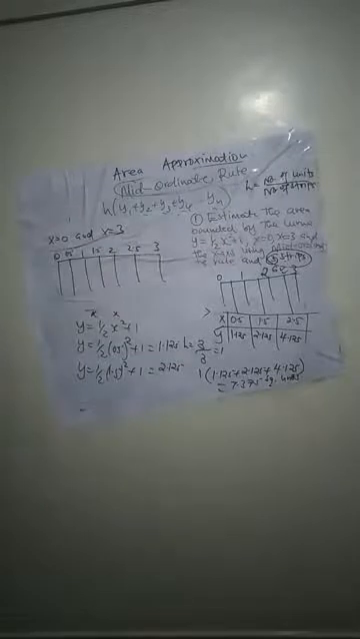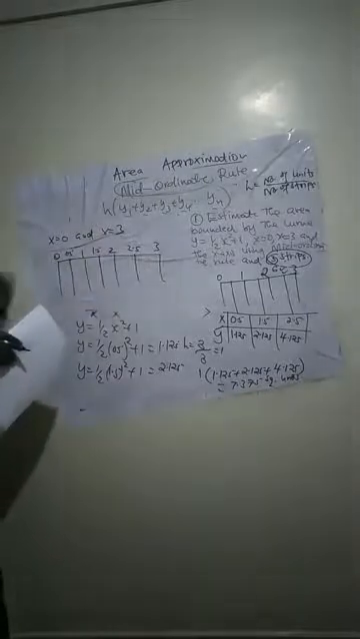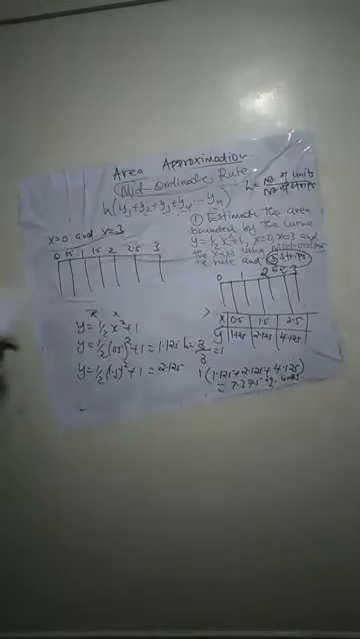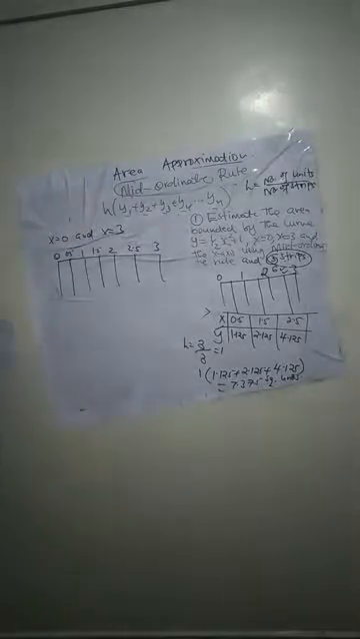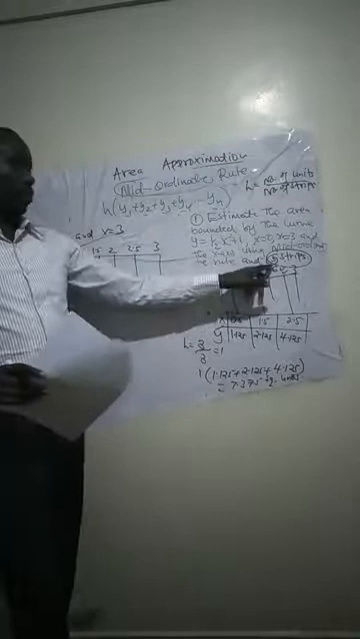But again, you cannot use 0.5, 1.5, 2.5 as the mid-ordinates, because we've only done this to get the required number of strips, 6. So after getting the required number of strips, you now find the midpoint of each strip. That will now give you the values of x, which you use to get the corresponding values of y. So first, get the required number of strips. You're told to use 6.